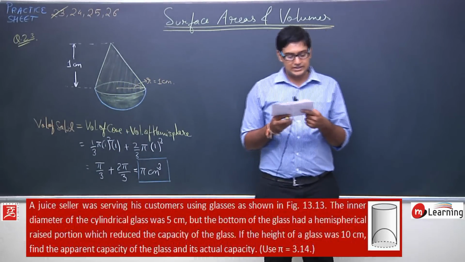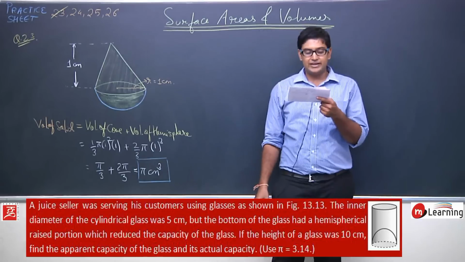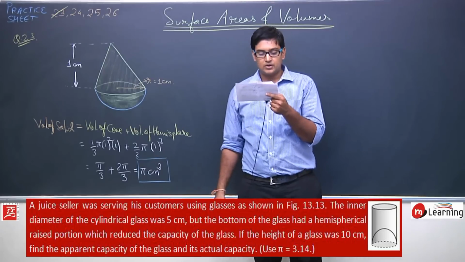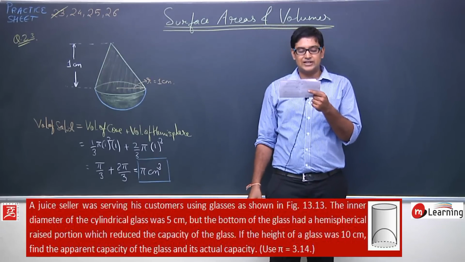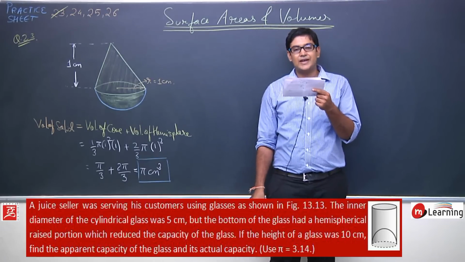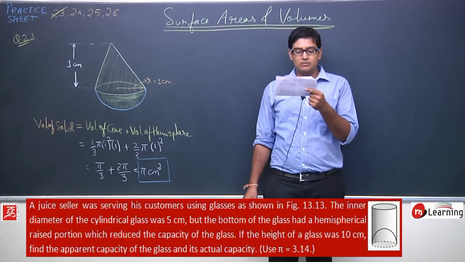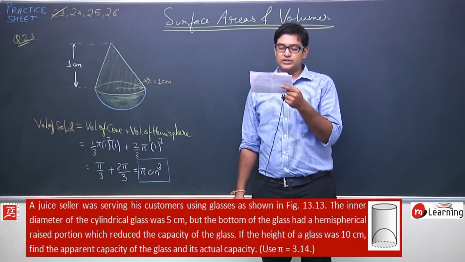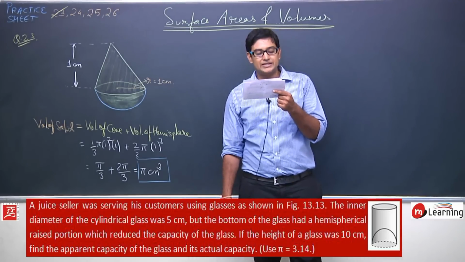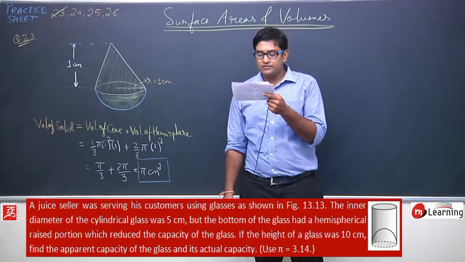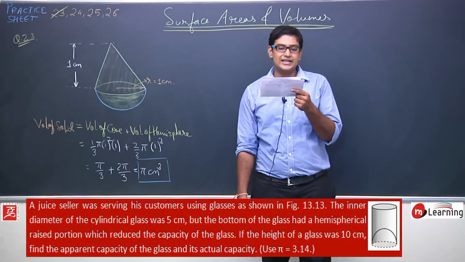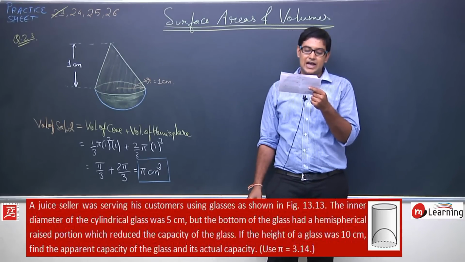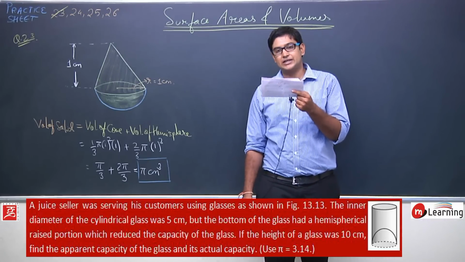Question number 24 says, a juice seller was serving his customer using glasses as shown in the figure. The inner diameter of the cylindrical glass was 5 centimeter, but the bottom of the glass had a hemispherical raised portion which reduced the capacity of the glass. If the height of a glass was 10 centimeters, find the apparent capacity of the glass and its actual capacity.